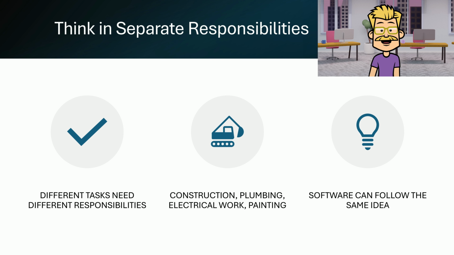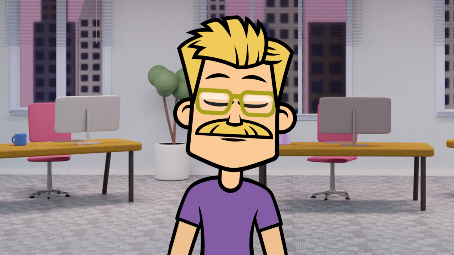Think about building a house. You do not ask one worker to do everything. Different people handle electrical work, plumbing, painting, and construction. Each person focuses on a specific area. Software works in a similar way. Instead of putting everything into one giant file, we divide the program into smaller parts that handle different responsibilities.